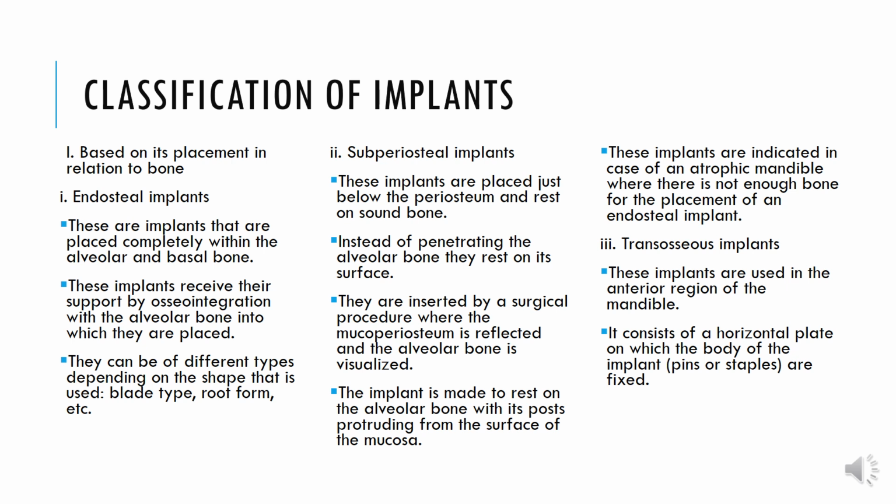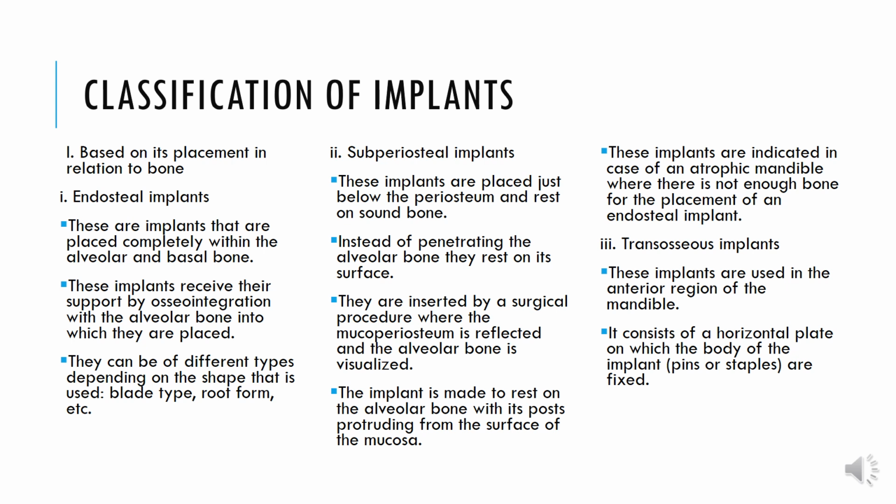Next are the subperiosteal implants. These implants are placed just below the periosteum and rest on sound bone. Instead of penetrating the alveolar bone, they rest on its surface. They are inserted by a surgical procedure where the mucoperiosteum is reflected and the alveolar bone is visualized. The implant is made to rest on the alveolar bone with its posts protruding from the surface of the mucosa.